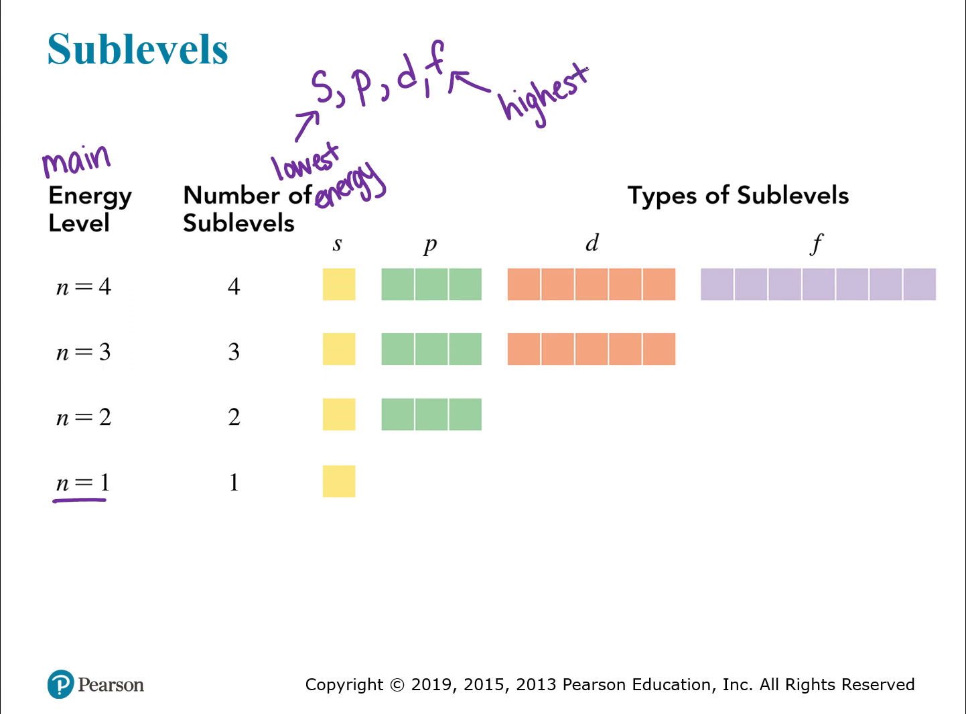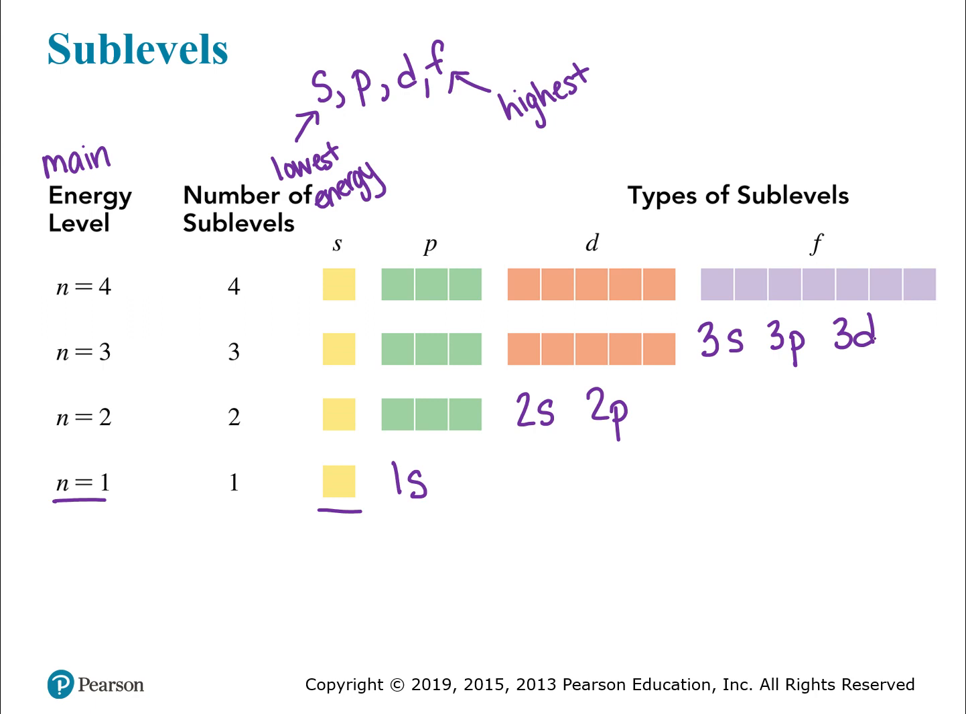Each of these sublevels do not exist in every single energy level. In n equals 1, you only have the s. In n equals 2, you have the 2s sublevel and the 2p. In n equals 3, you have the 3s, the 3p, and the 3d.